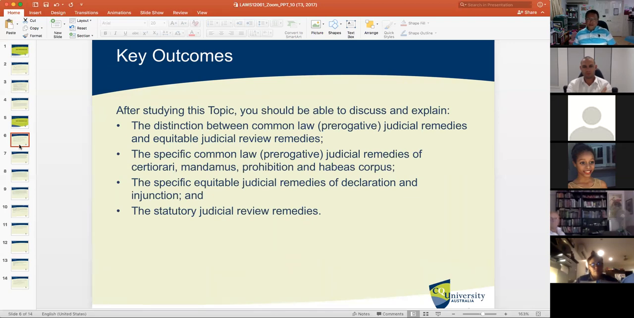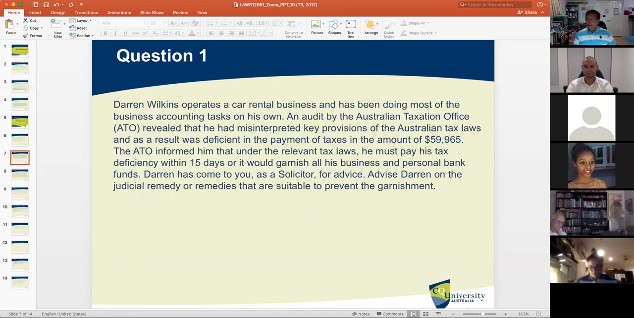We will also try to examine the specific common law prerogative judicial review remedies of certiorari, mandamus, prohibition, and habeas corpus, the specific equitable judicial remedies of declaration and injunction, and the statutory judicial review remedies. As far as the statutory judicial review remedies are concerned, there are two sources. One is the ADJR Act of 1977 Commonwealth. The other one is Section 39B of the Judiciary Act of 1903 Commonwealth. Okay, so we're going to go through 4 case problems to enable us to understand judicial review remedies better.